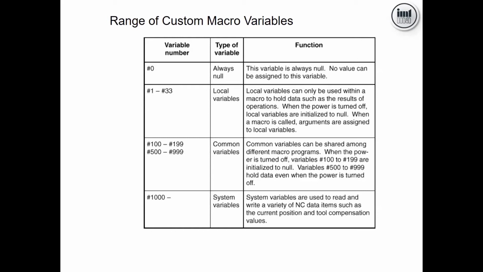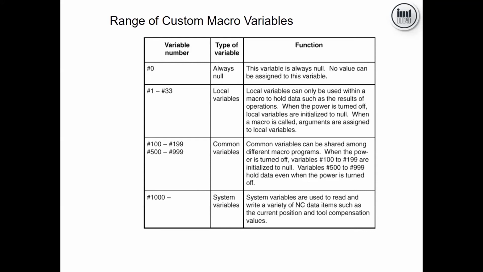These variables can be used for different purposes. You can store your work offset above hash 1000. In some series, it will be given in the manual. You should check the manual for what series are used for different purposes. Like you can store your work offset, tool offset, tool radius compensation. All these can be stored from hash 1000. So these are called system variables. Hash 1000 and above are called system variables. So that is the difference.